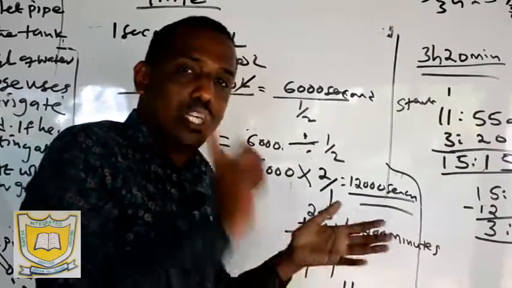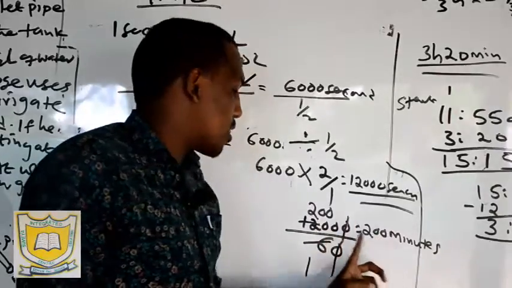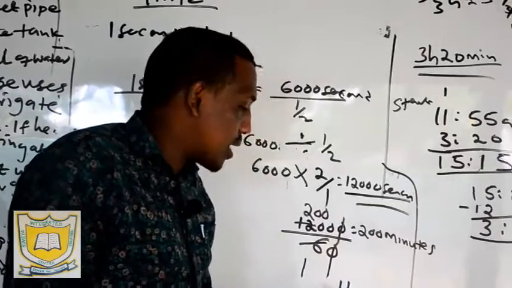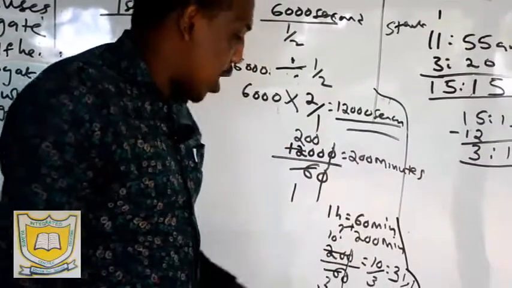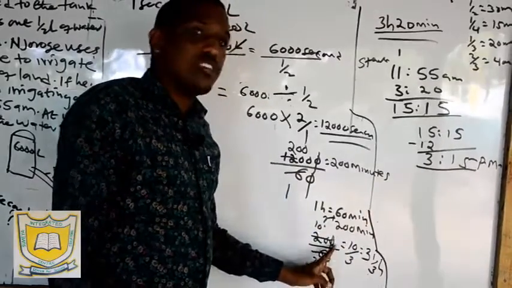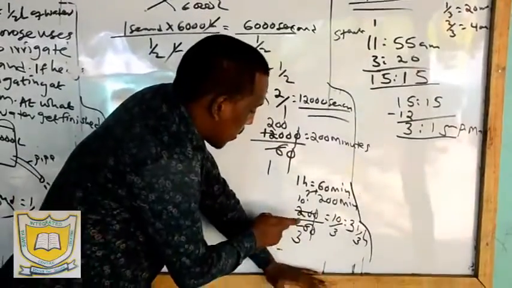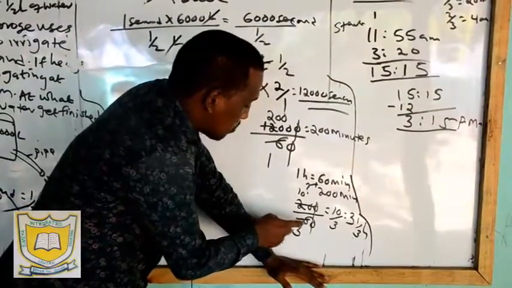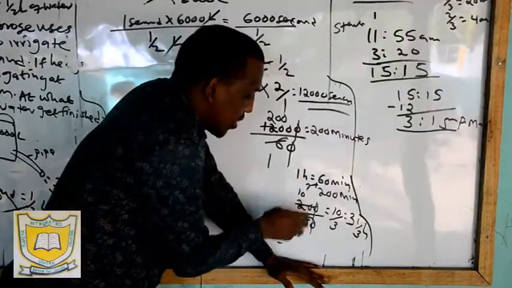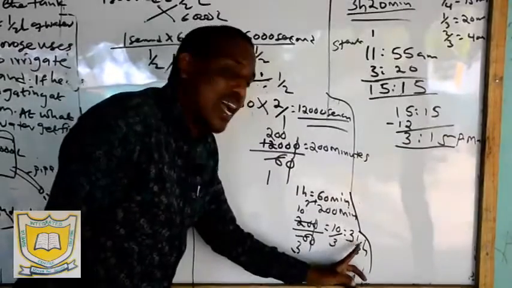12,000 seconds, the first thing you do, you change it into minutes. Divided by 60, cancel by 6, 1 by 6, 200, you will get 200 minutes. 200 minutes, you change it into hours. Now 1 hour has got 60 minutes. So change it now into hours. You say divided by 60, cancel by 6, 3, by 2, 10. So you will get 10 over 3, you further simplify, is equal to 3 whole number and a third hours.